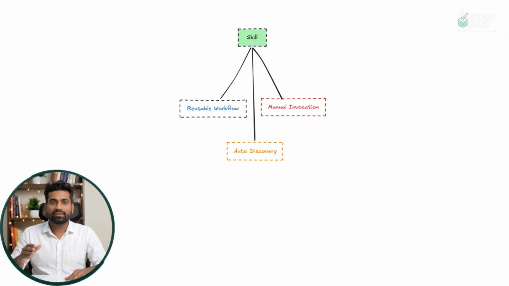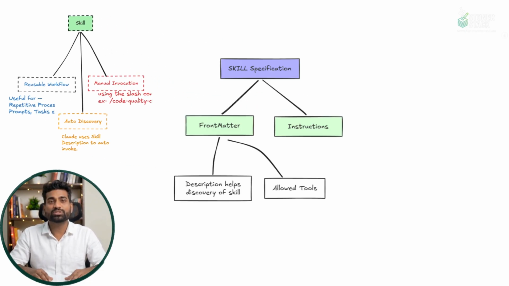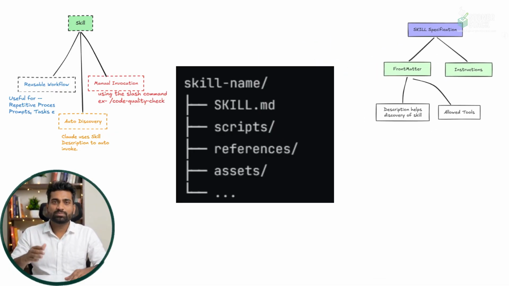Let's recap. Skills are reusable workflows. Claude can discover them automatically, or you can invoke them manually. A skill consists of front matter and instructions. Descriptions drive discovery. Tools control permissions. And bundled resources make workflows even more powerful.